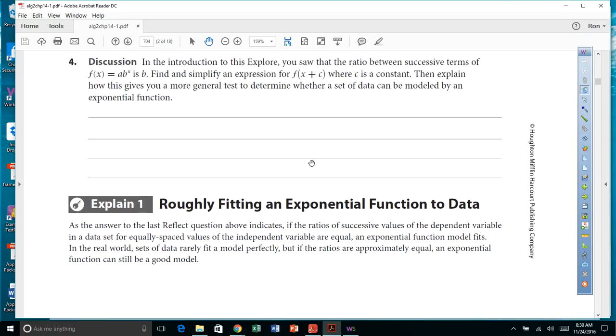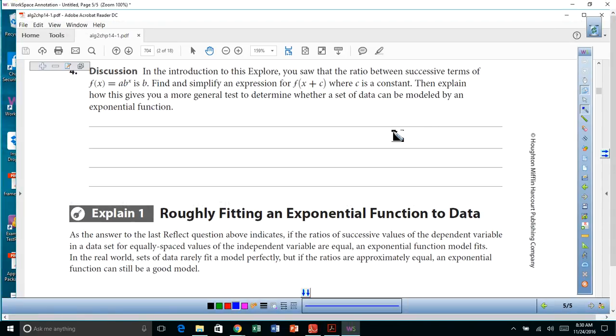4. In the introduction to this Explorer, you saw the ratio between successive terms of f of x equals a times b to the x is b. Find and simplify an expression for f of x plus c, where c is a constant. Then explain how this gives you a more general test to determine whether a set of data can be modeled by an exponential function. Okay, so kind of what we did just a minute ago.